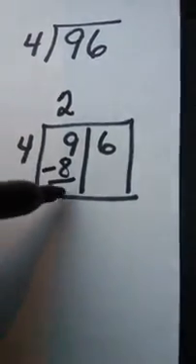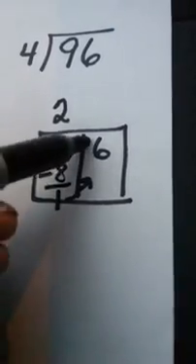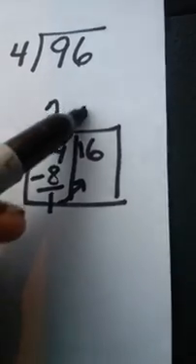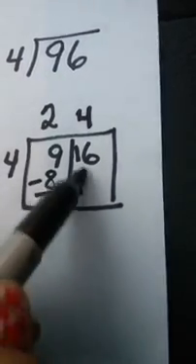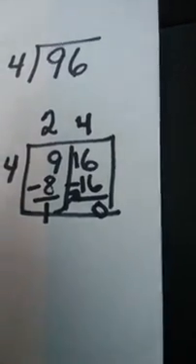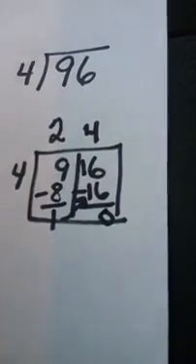Okay, so can 4 go into 9? Yes. 4 goes into 9 2 times. 4 times 2 is 8. You subtract and you have 1 and you bring it up. So now, how many times does 4 go into 16? 4 times, because 4 times 4 is 16. Remainder of nothing. So the answer to 96 divided by 4 is 24.